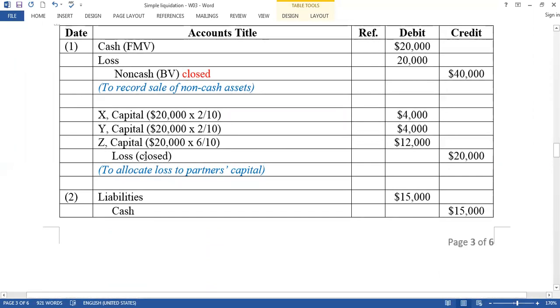This loss is going to close, right? And we are going to allocate this loss to the partners. That means partners' capital is going to decrease 4,000, 4,000, and 12,000. Clear?